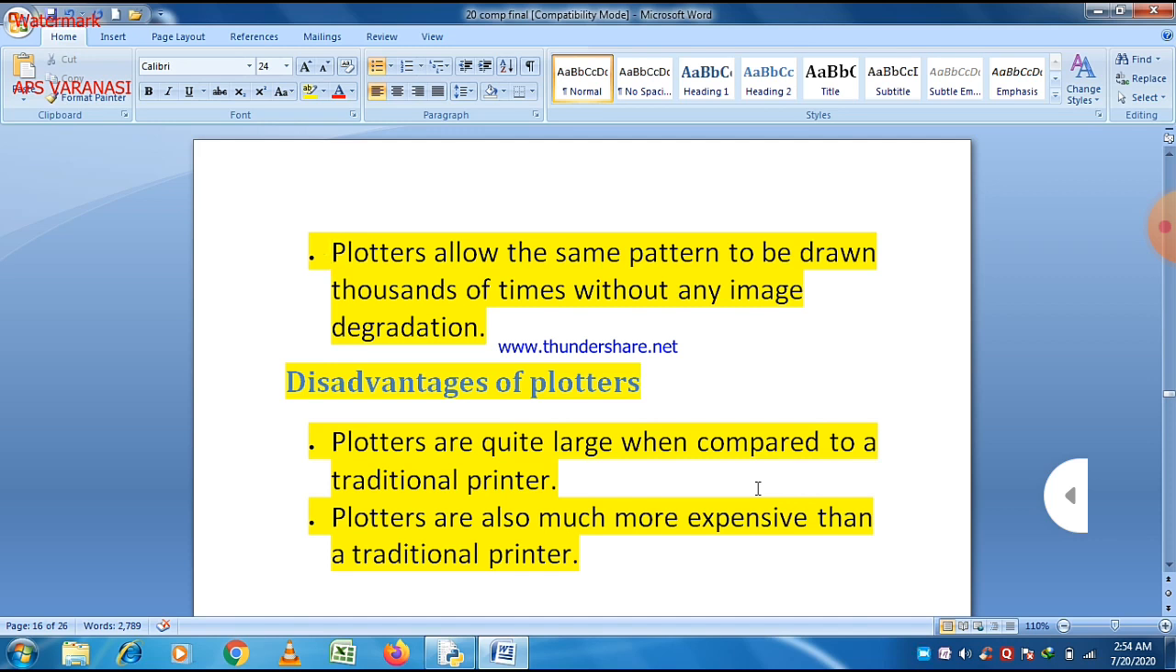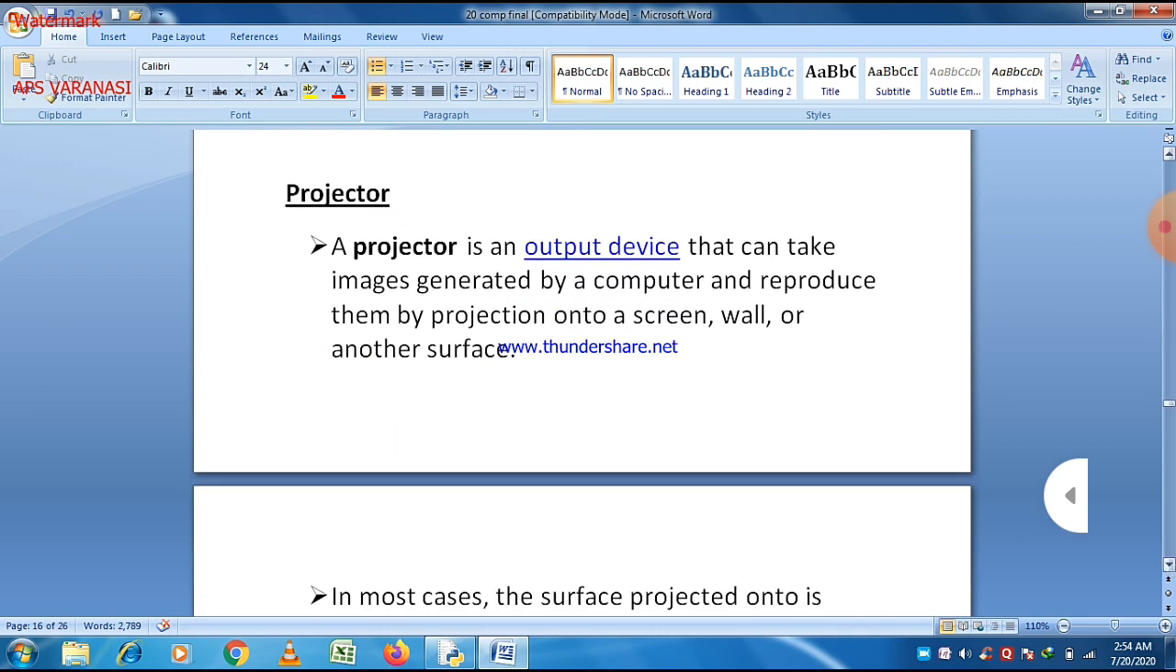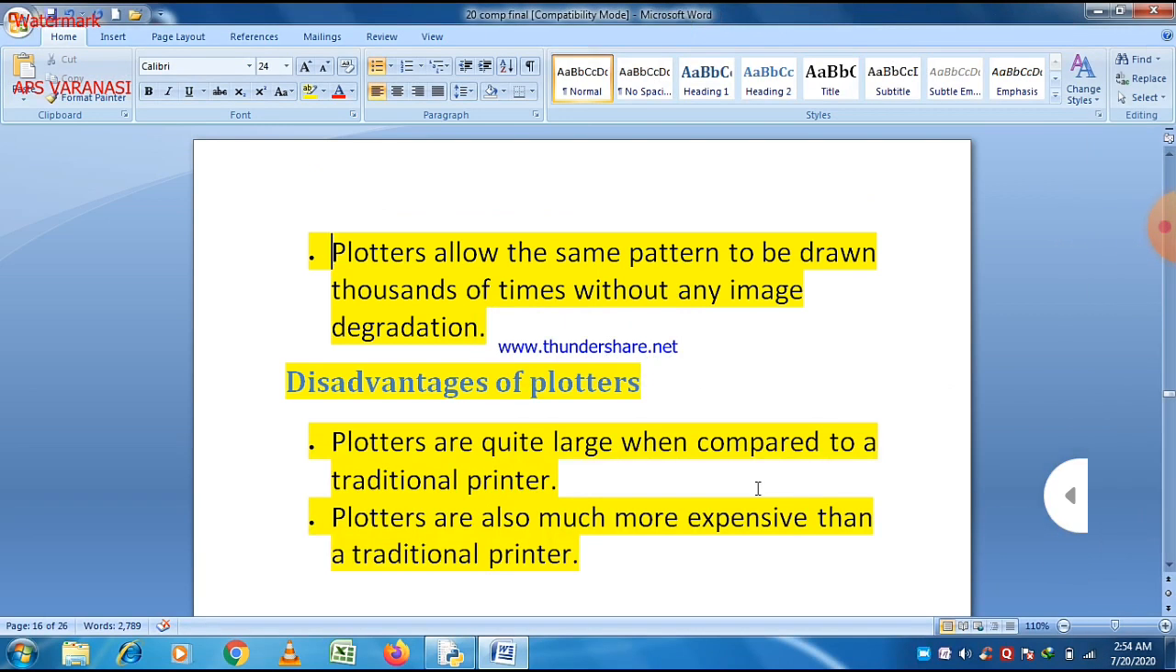And always remember one thing, it is always useful for vector graphics. The disadvantages of plotters are that they are quite large when compared to the traditional printer. So the size is much larger than a traditional printer, and plotters are also much more expensive than a traditional printer. They are not very much used for general purpose. They are always used for commercial purposes.